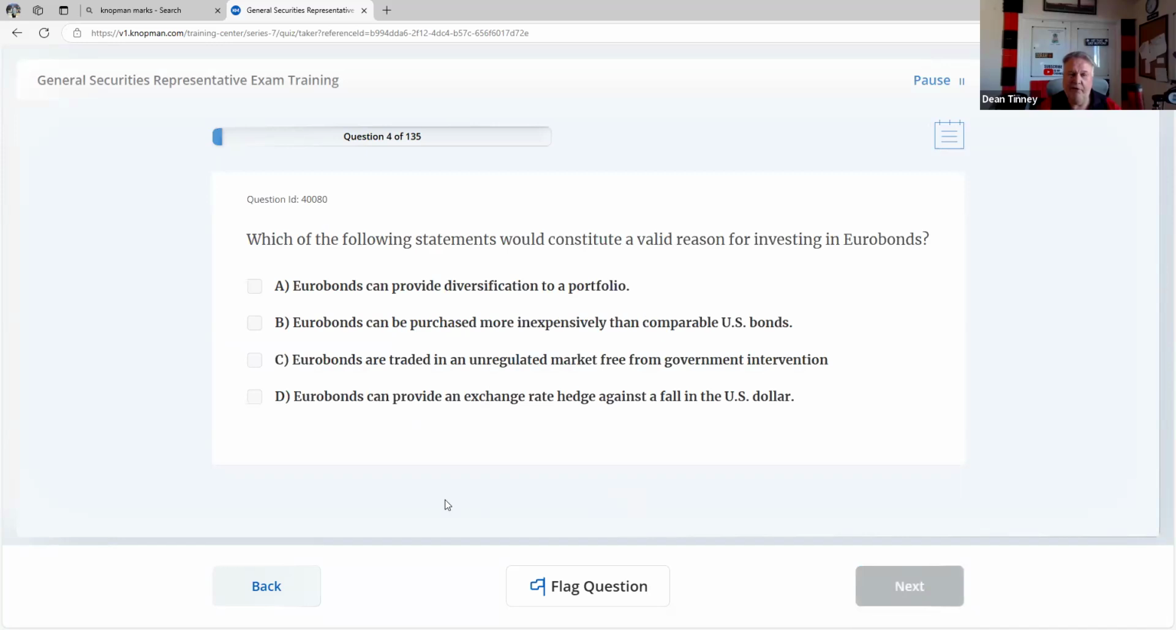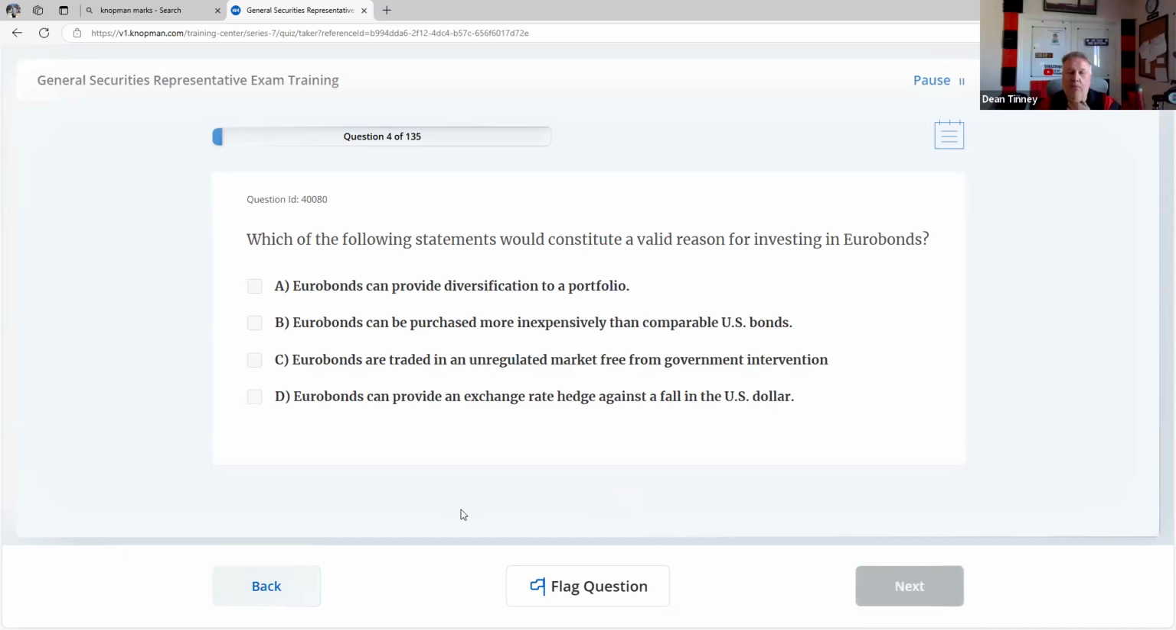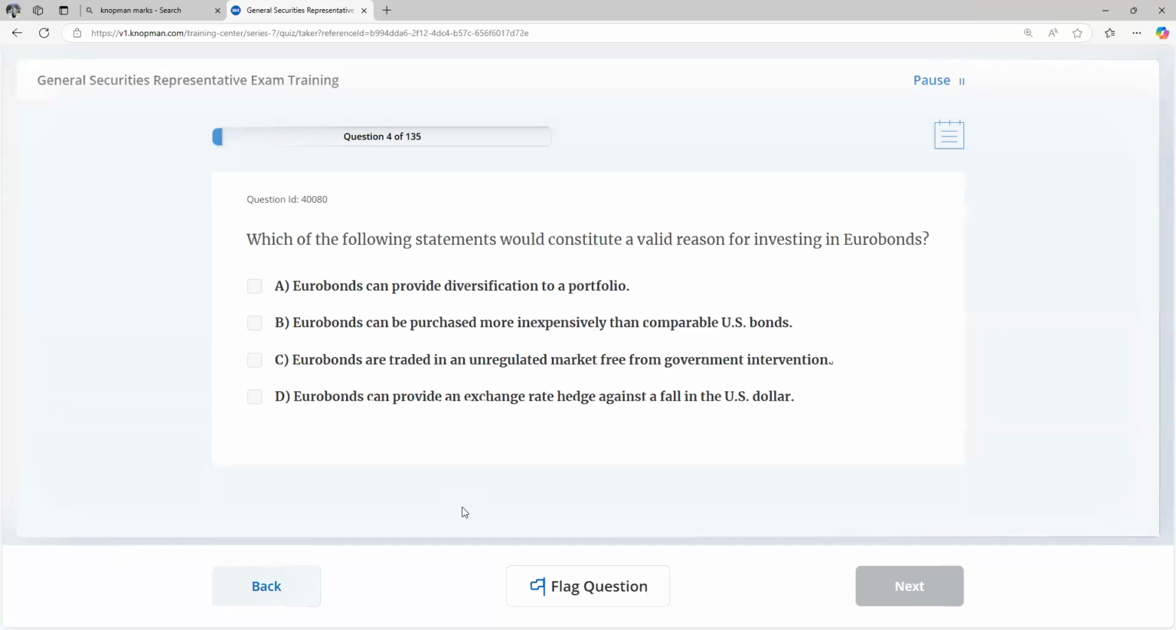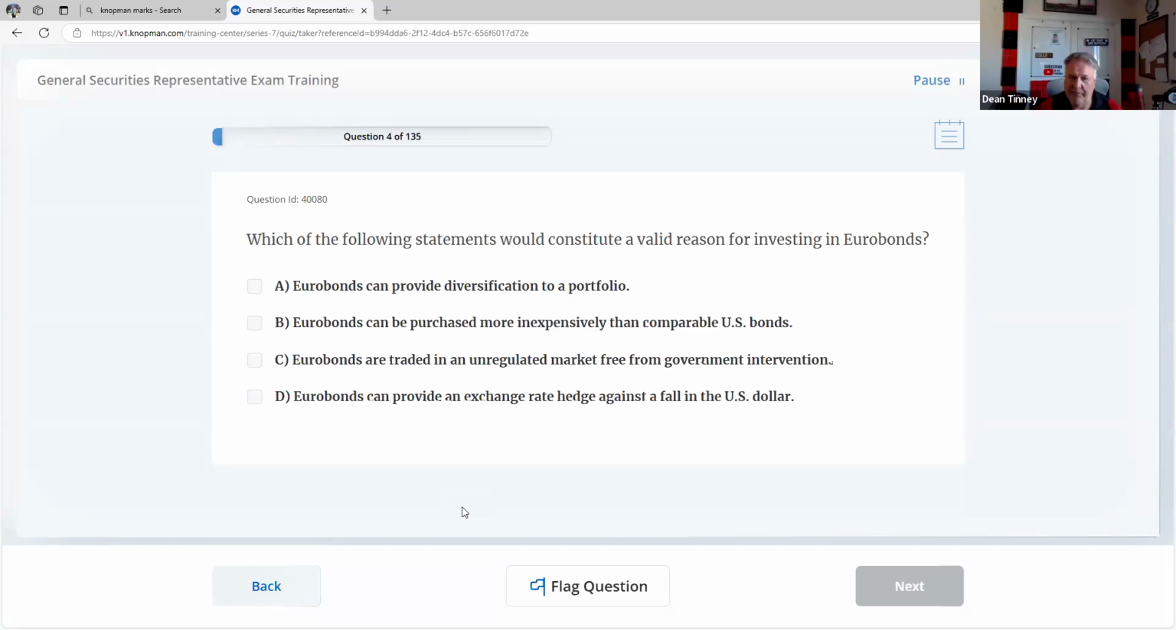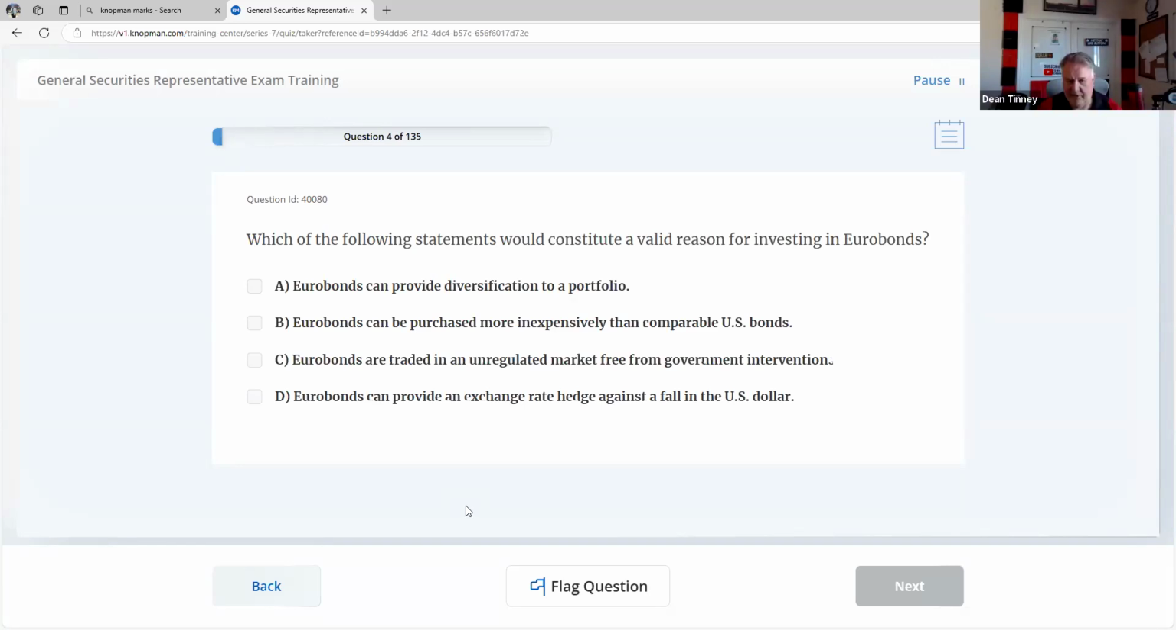Right on. Which of the following statements would constitute a valid reason for investing in Eurobonds? Eurobonds can provide diversification. Eurobonds are denominated in the US dollar. Well, be careful. I said I'm not going to help you, but no, they're not. They're in the foreign currency. If it was denominated in dollars, it would say Eurodollar. So the word dollar is missing. So this is denominated in euros.